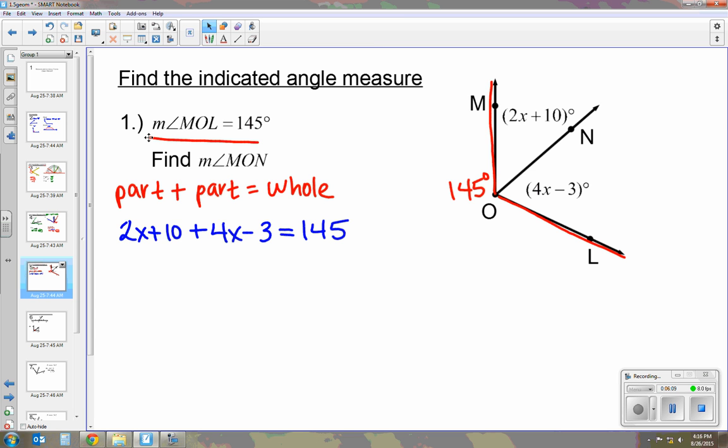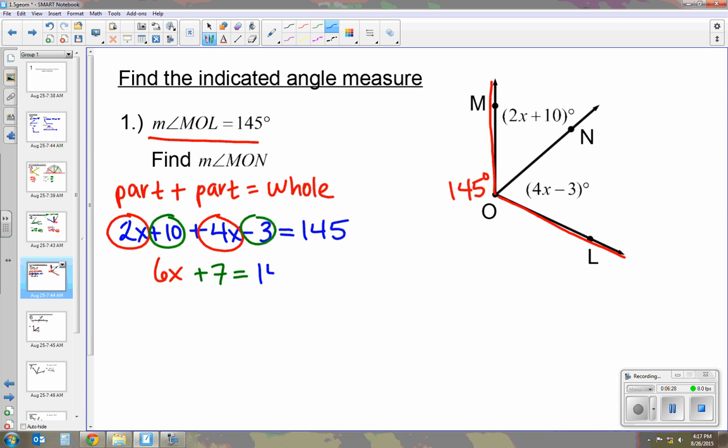And this one is where we have to combine like terms. I like to say circle your friends. So we have a 2x and a 4x, so that gives us a 6x. We combine like terms because it's on the same side. And then we have a 10 and a negative 3, which gives us a positive 7. And that equals 145.